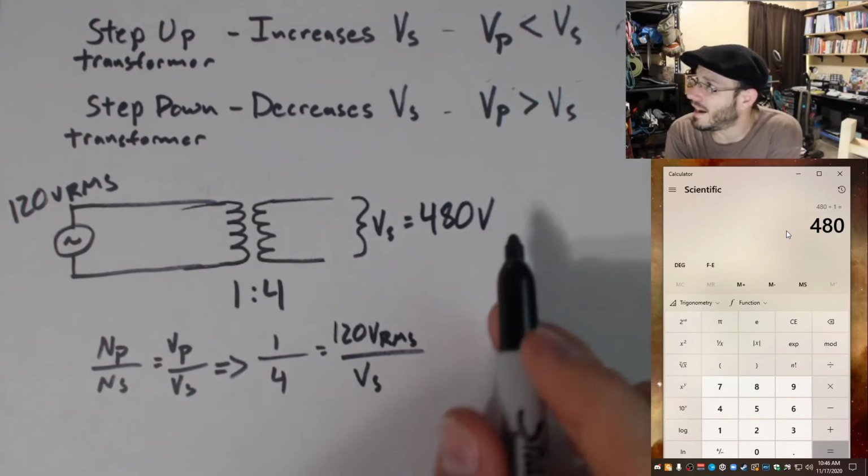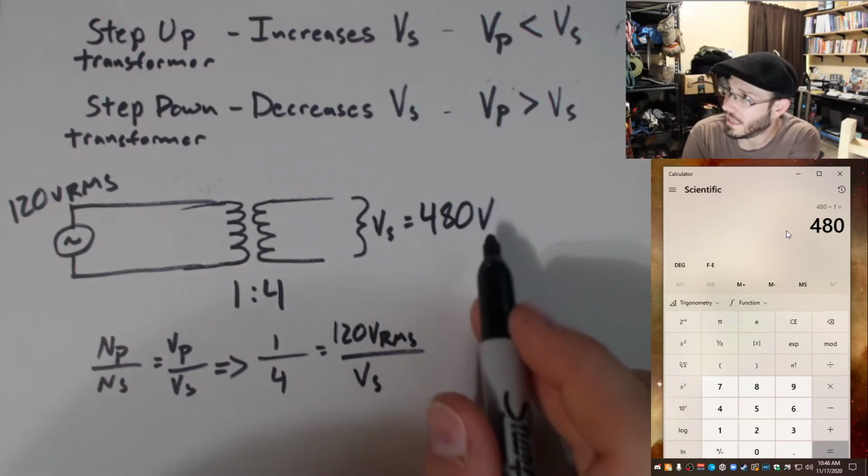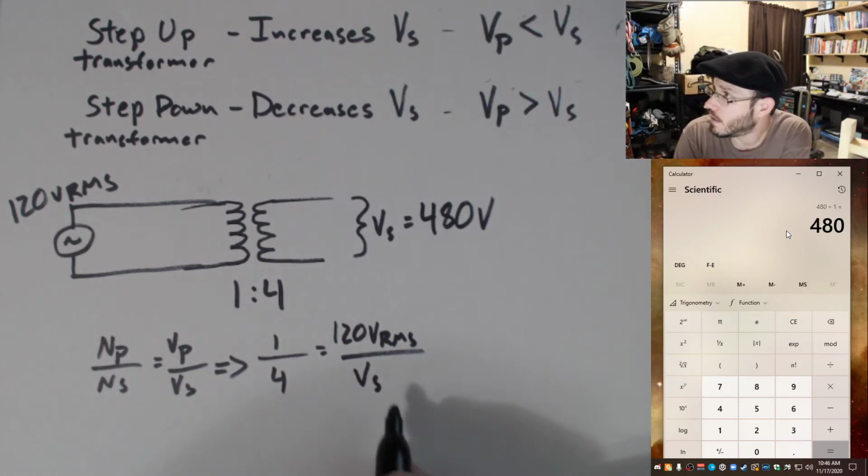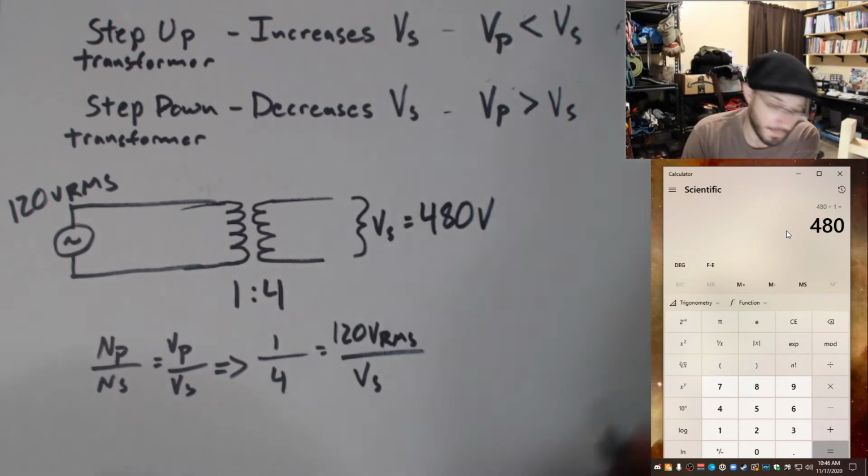Okay, this is not enough. I need to specify what kind of voltage this is. Since I entered it in as RMS, V sub S is going to be in terms of RMS as well.